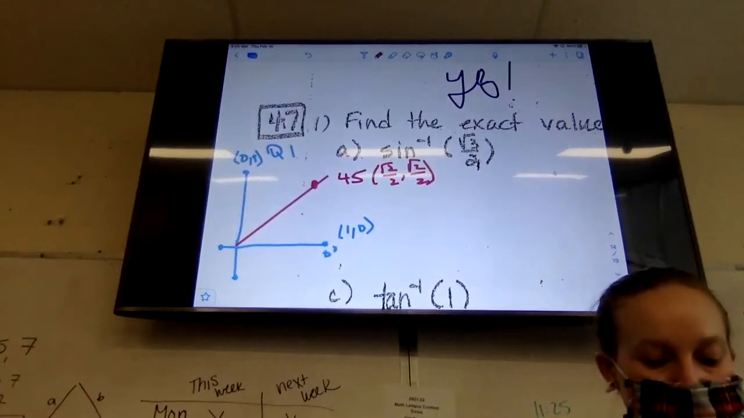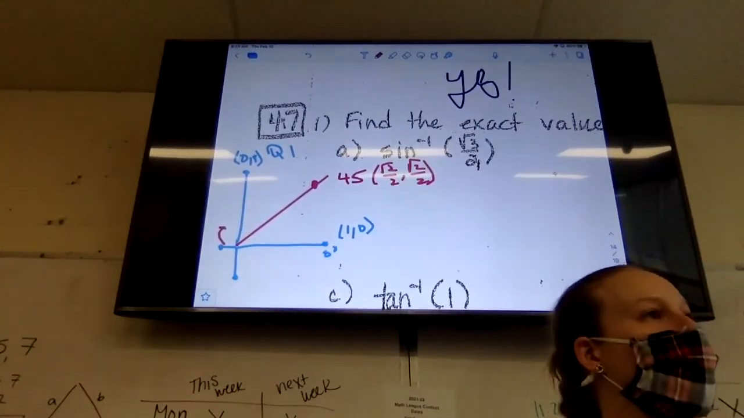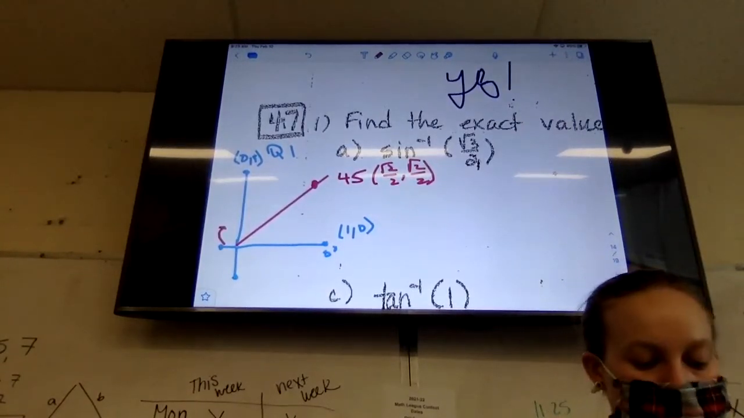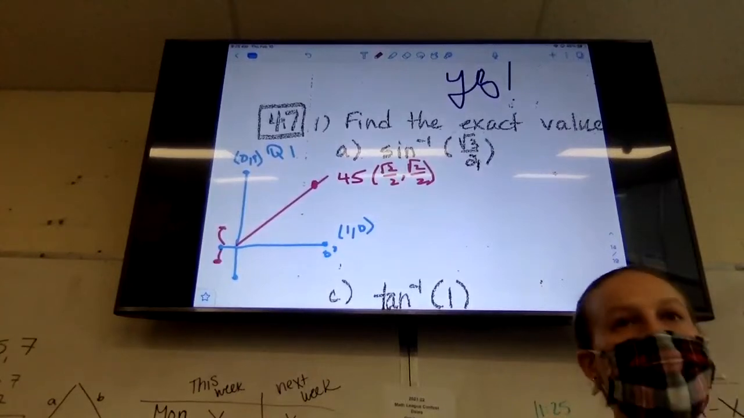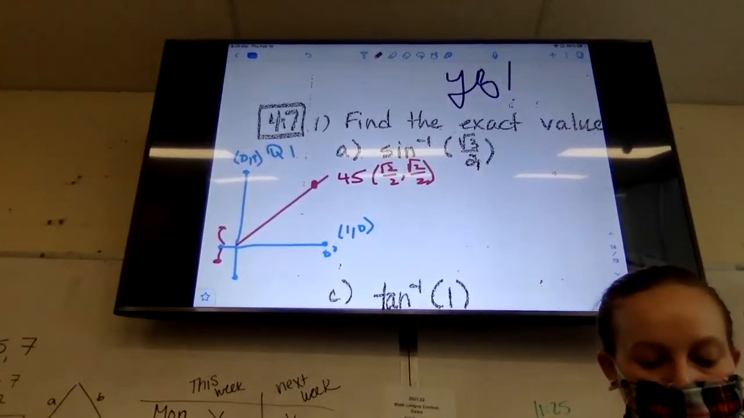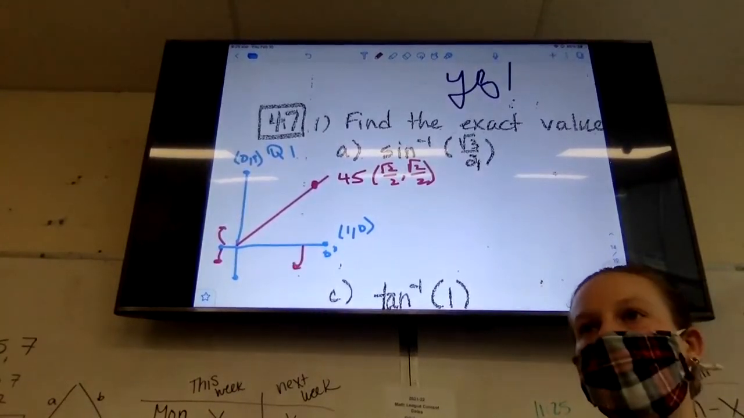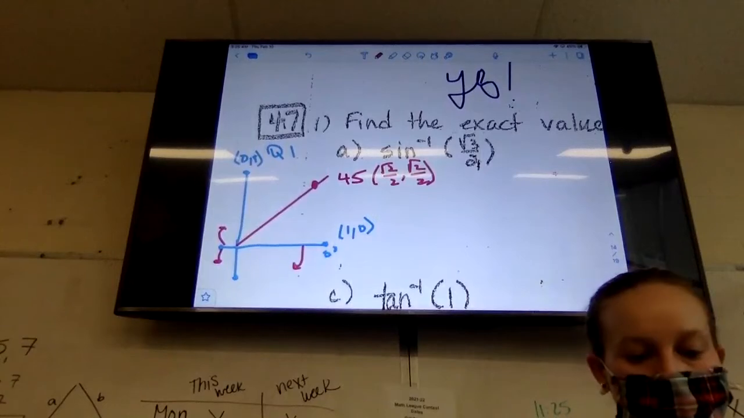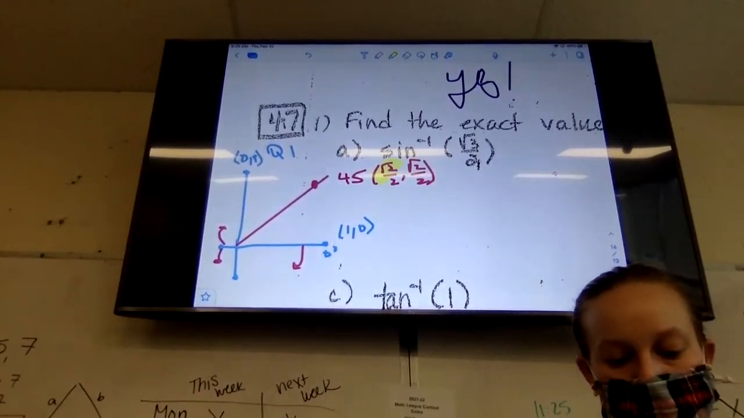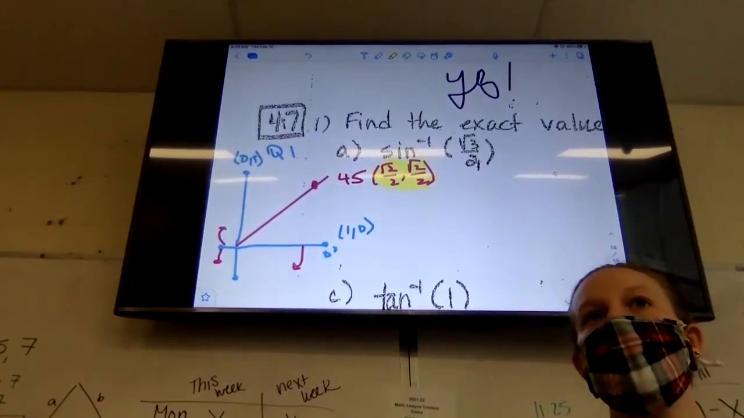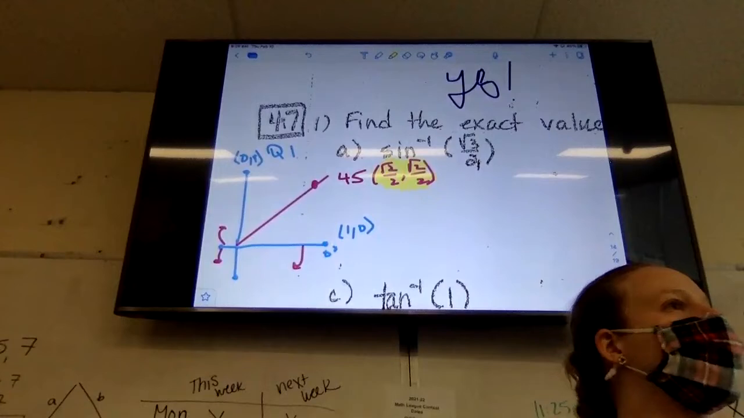From here, we can do 180 minus 45 to figure out what that angle is in the second quadrant. We can do 180 plus 45 to find it in the third quadrant. And we can do 360 minus 45 to find it in the fourth quadrant. All of those points have root 2 over 2, root 2 over 2. The only thing that's different is just knowing the signs.